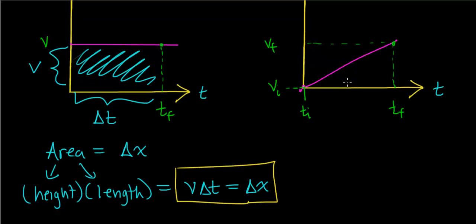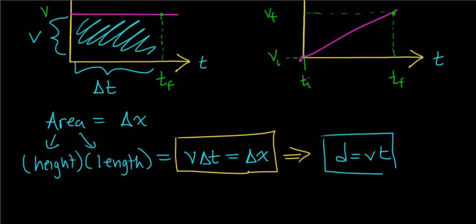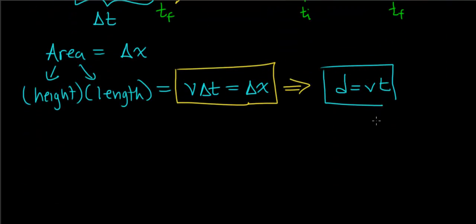An object moving with constant velocity travels equal distances in equal times. And sometimes you've probably seen this in a math class as the equation distance equals velocity times time. Now this is only valid when the velocity is constant. Now one last thing to point out about this equation before we move on to the geometric interpretation of an object traveling with uniform acceleration.